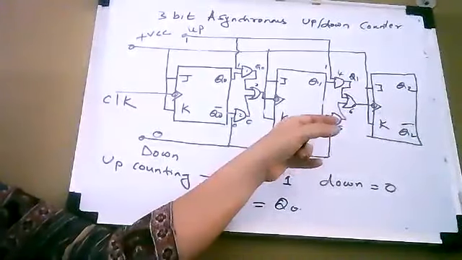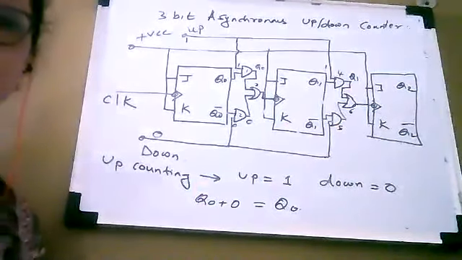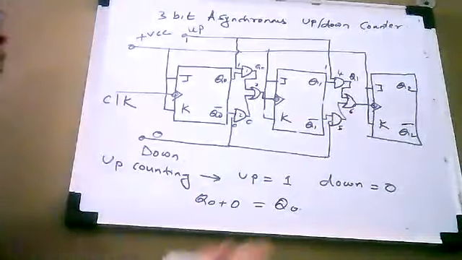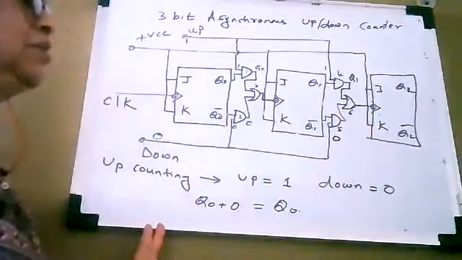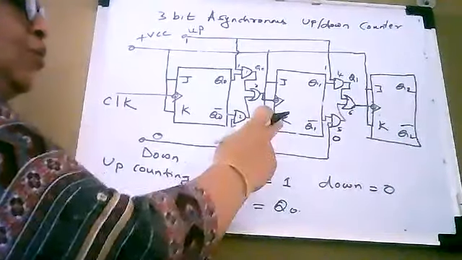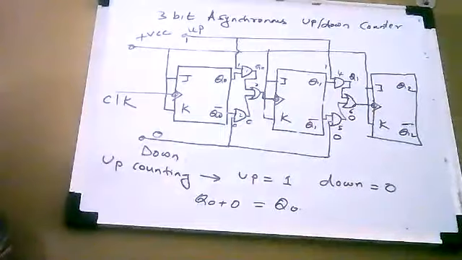Now if you see the fifth AND gate, one of its inputs is Q1 bar and another input is 0. This input is 0 because our down line is 0. So 0 into Q1 bar is equal to 0. So the output of the fifth AND gate will be 0.